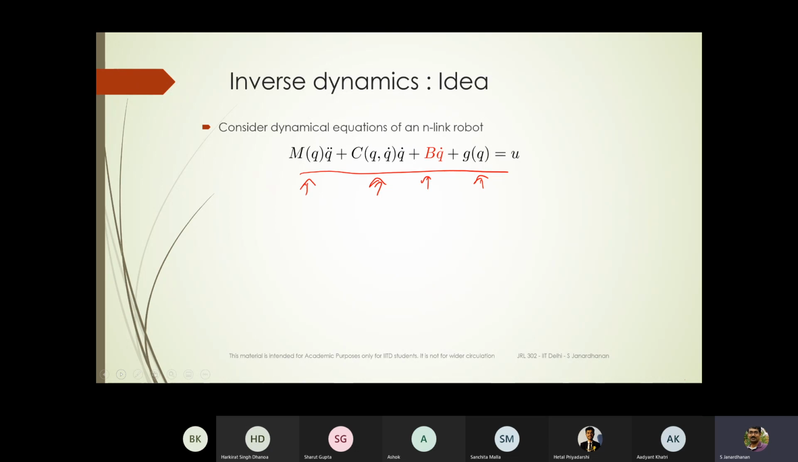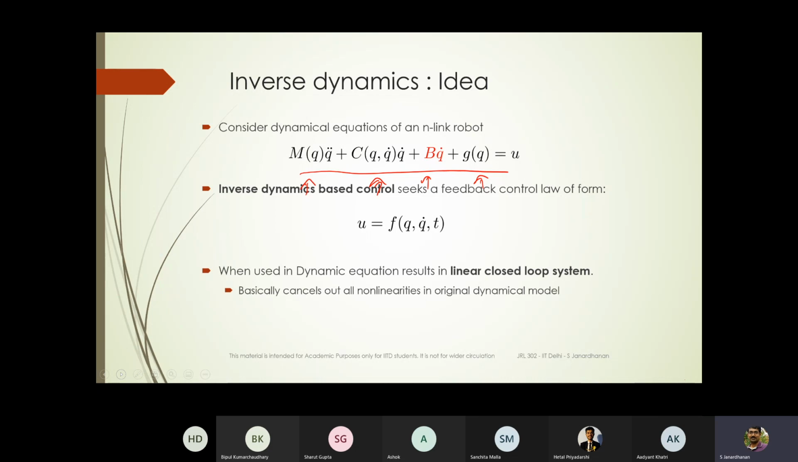So here is the basic structure that describes the dynamics of an n-link manipulator, where M, C, B, and G are: M is a matrix, C, which is a function of Q and Q dot, is also a matrix, B is the damping, G is the gravitational force, and U is the input that we are giving. It has been modeled in a manner that it is proportional to the voltage that is supplied to the motor at each joint.